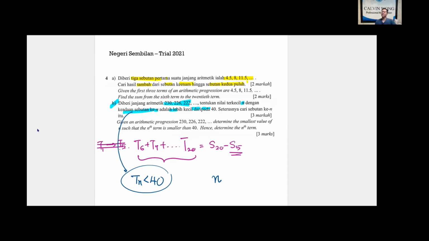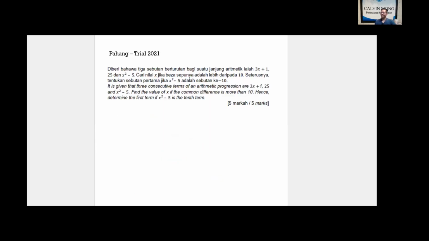Okay? Hey, you see this topic so difficult? Why so easy one? Now we have 2 types. One is the easy one, this one. Now, 先甜后苦. Means you do the simple thing first. Okay. Pahang trial paper. Diberi 3 sebutan berturutan. Let's read English. 3 consecutive terms in arithmetic progression is this, and this.